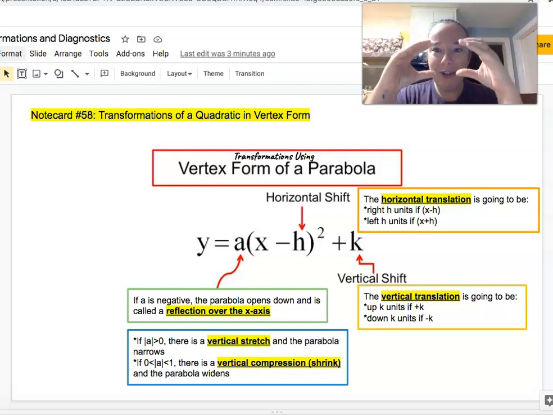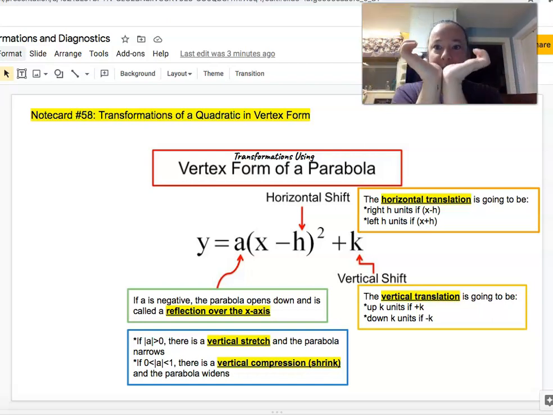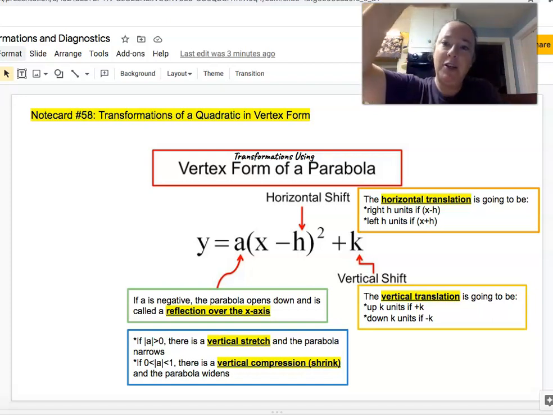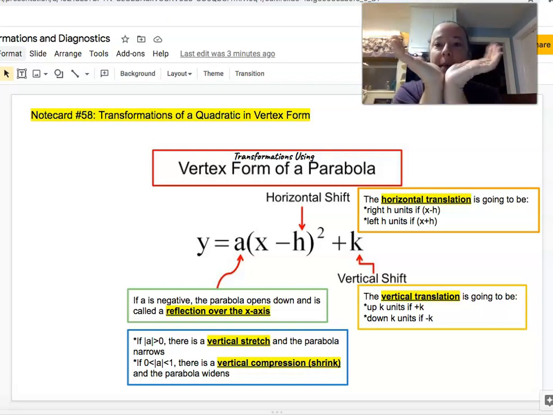When we have a vertical shrink of a parabola, it's going to make it wider, okay? So it's not going to narrow. The stretch is going to narrow it, and the shrink's going to make it wider. And that's all about A.